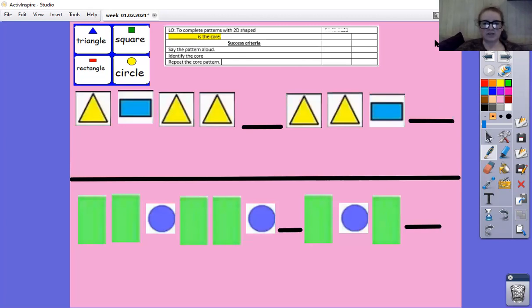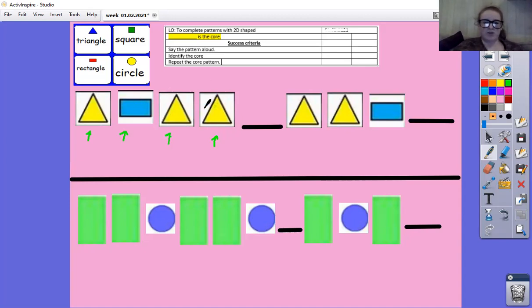Okay, let's have a go at this one together. So here I've got yellow triangle, blue rectangle, yellow triangle, space, yellow triangle, blue rectangle, space. Okay, well, let's identify the core. So I can see yellow triangle here, blue rectangle, yellow triangle again. Here I've got two yellow triangles, but I don't think this is the start of the repetition because it does not have a blue rectangle after it.